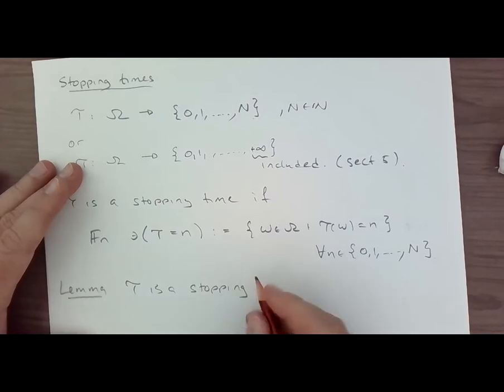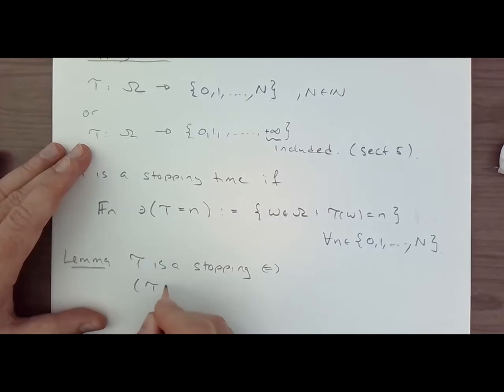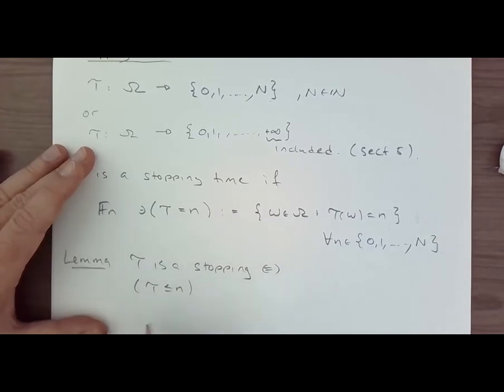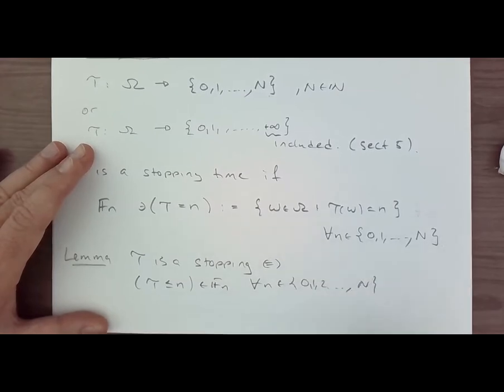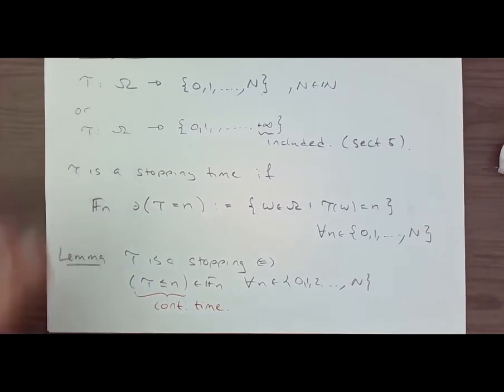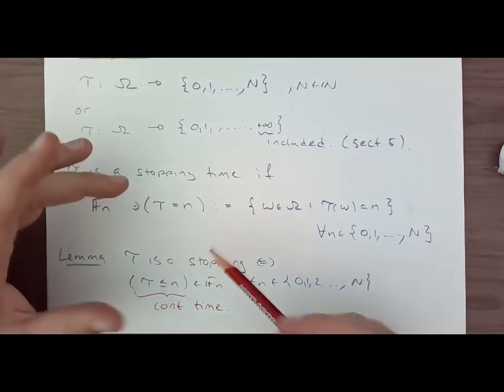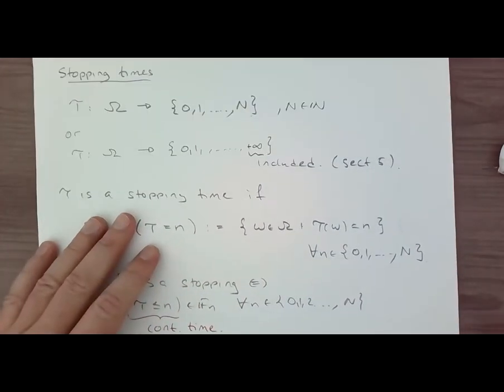Tau is a stopping time if and only if, and then you can put in a different condition here, if and only if you have the set where tau is less than or equal to n belongs to F_n for all these n's. This one here is what people use, and this is good in continuous time. So in discrete time, we have the luxury, we can choose either to use this one or that one down there. Either one is fine.